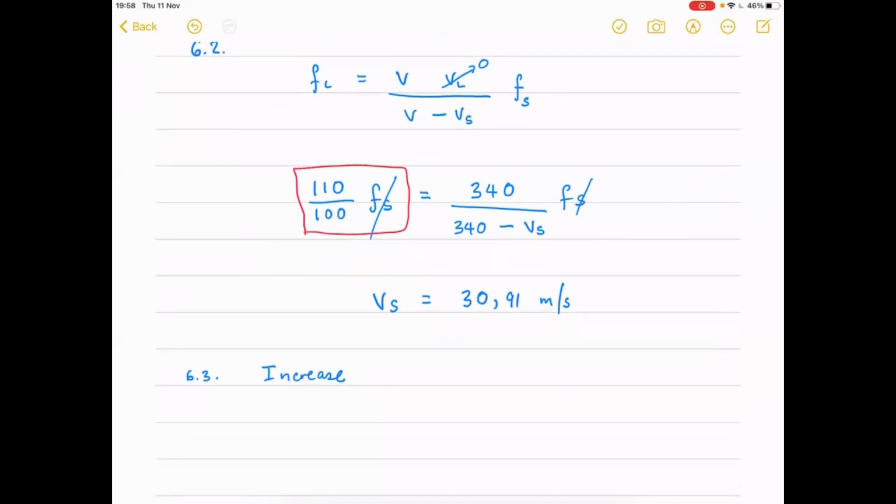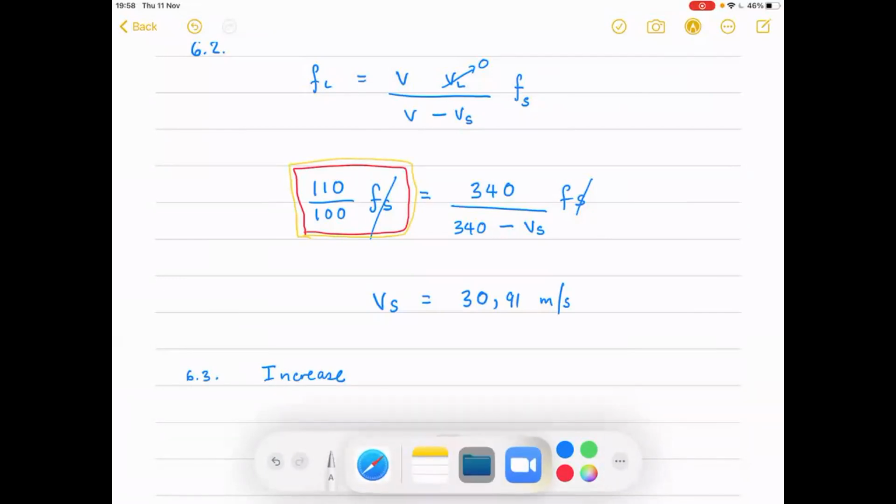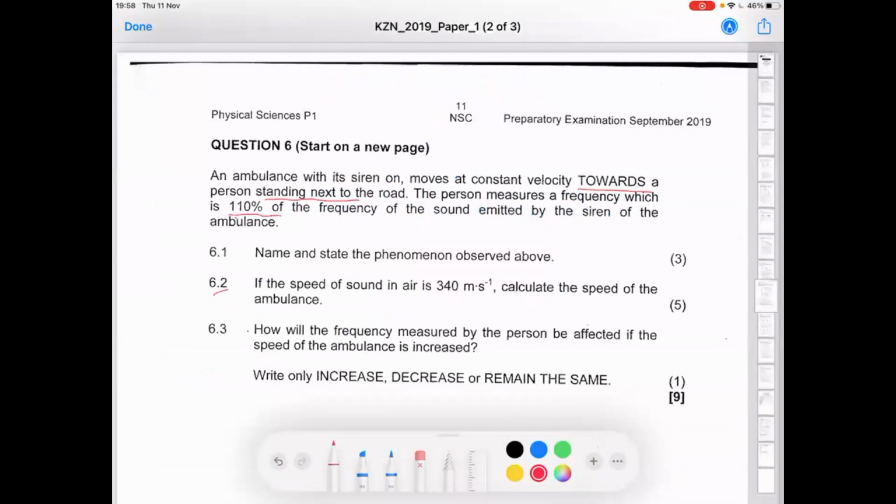Okay, I went a little bit fast, but I think this is the part that's different from the other questions. It's the 110%. The person measures a frequency which is 110% of the frequency of the sound emitted by the siren.